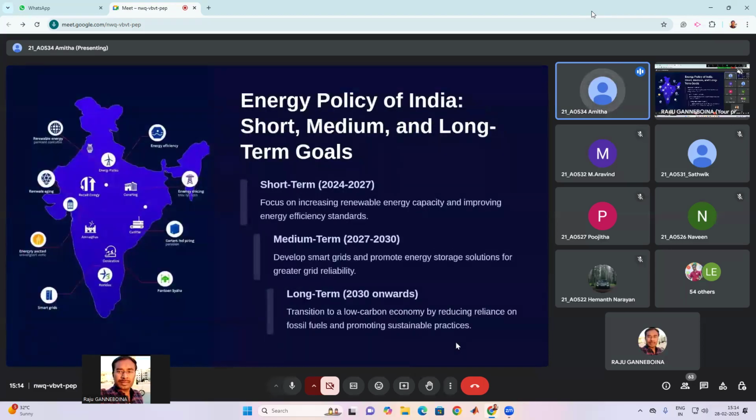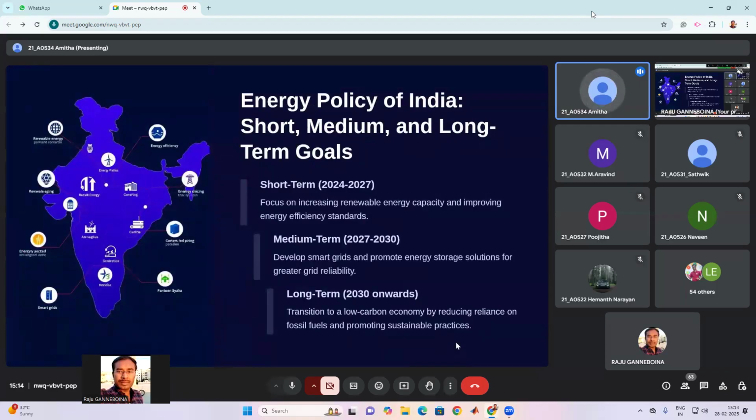Energy policy of India. India's energy policy is structured to ensure sustainability, energy security, and economic growth. So our country mainly focuses on a phased transition toward cleaner energy sources and improved efficiency.